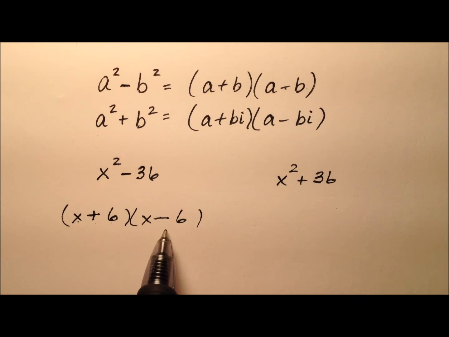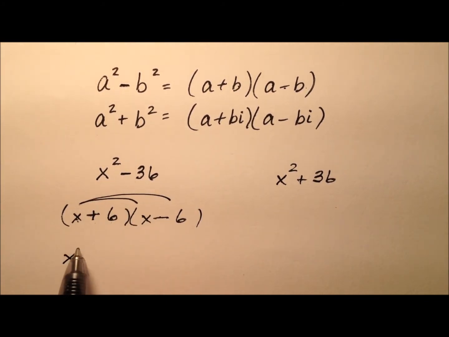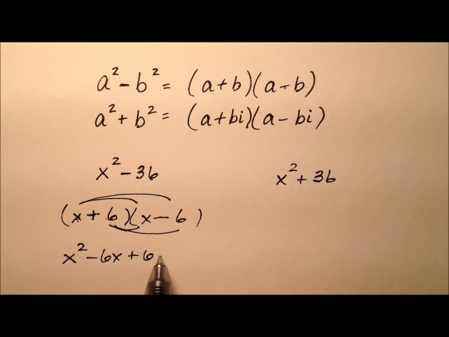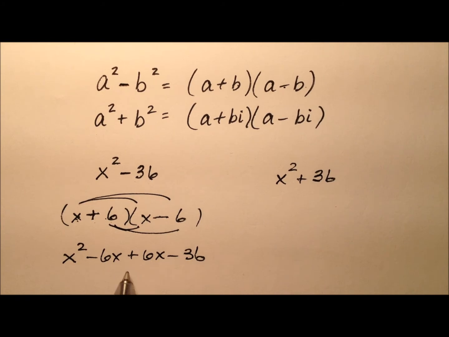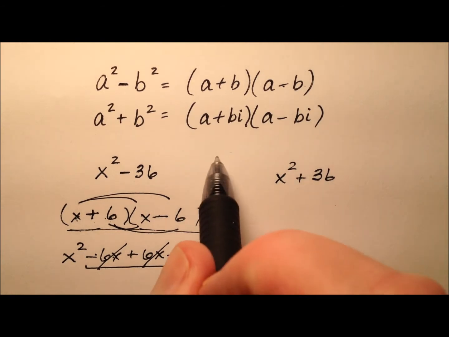And of course, when you multiply this back out, you'll see that x times x makes x squared. x times -6 makes -6x. And when you distribute through the positive 6, you'll get plus 6x and minus 36. So the key here is that these middle terms end up canceling out because one is -6x and one is positive 6x. So we know this factorization is correct.